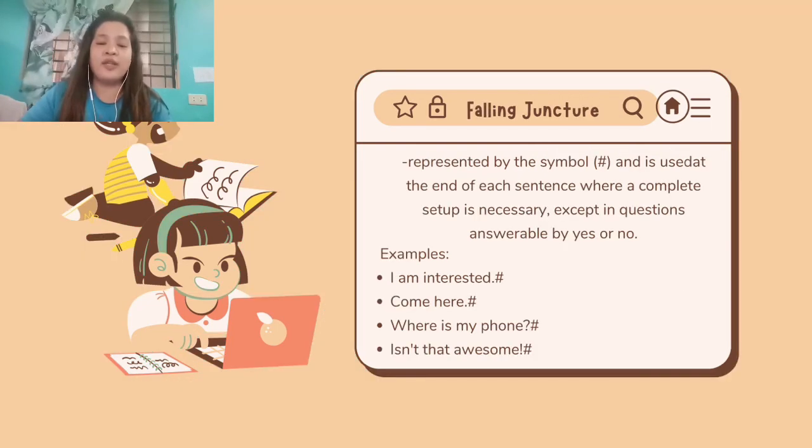The last one is falling juncture. Falling juncture is represented by the symbol sharp. It is used at the end of a sentence where a complete stop is necessary, except in questions answerable by yes or no.